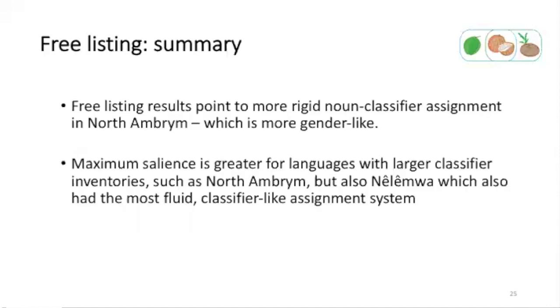So in summary, the free listing results point to a more rigid noun classifier assignment in Ambrym, which is hence more gender-like, and our maximum salience scores are greater for languages with larger classifier inventories, such as Ambrym. But Nêlêmwa, which also has the most fluid classifier-like assignment system, also has the highest maximum salience found across any of the classifiers in all of the sample languages.